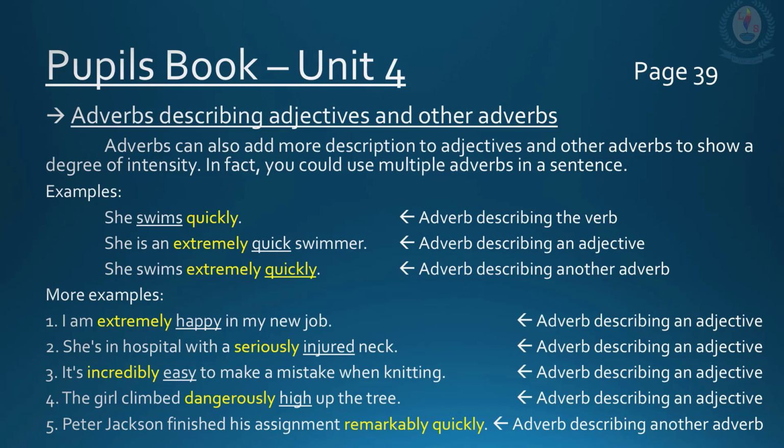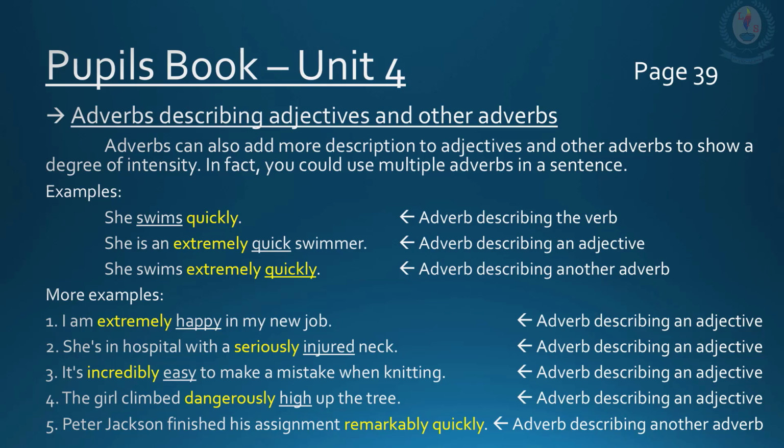So I've given some examples just to clarify it a bit better. The first four sentences are instances where the adverb is describing an adjective, and we have the fifth sentence where an adverb is describing another adverb. So let's read through them. First one is I'm extremely happy in my new job. You can simply say I am happy in my new job, or you can add the adverb and say I am extremely happy in my new job, right?